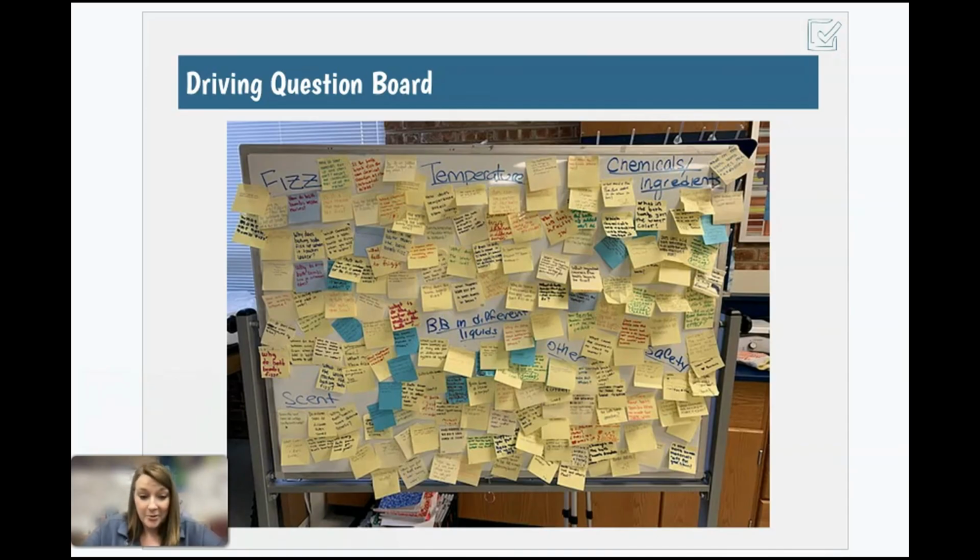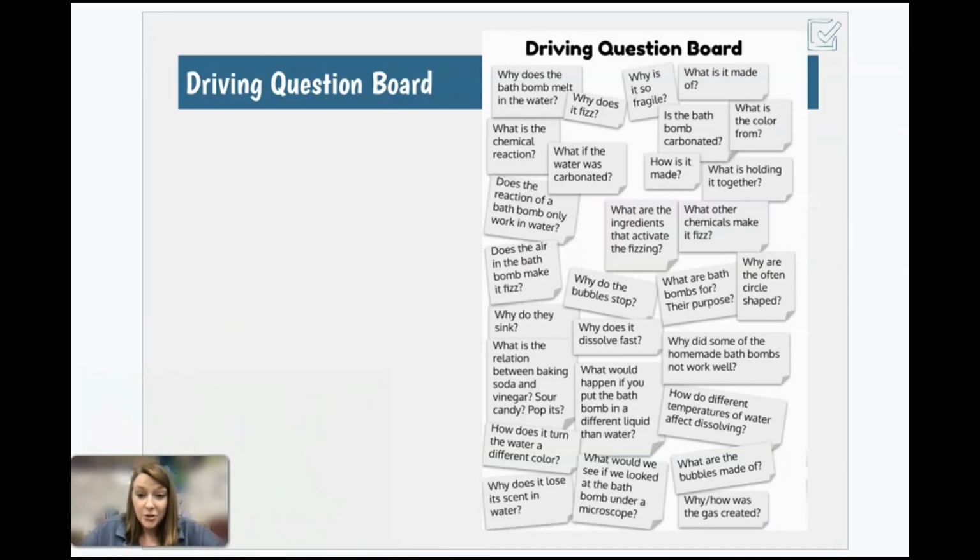So lots of sticky notes up here, lots of questions that students have, and they're kind of grouped into some different categories. So it looks like questions asking about the fizziness, questions about the scent, what would happen if you put the bath bomb in different liquids, some safety pieces, some miscellaneous or other questions, the chemicals or the ingredients in them, and the temperature. So your question, I assume, will fit into one of those categories. This is the digital version of my class's driving question board. It's a little bit easier to see, so you could see if your question was the same as any of the questions that my students asked.